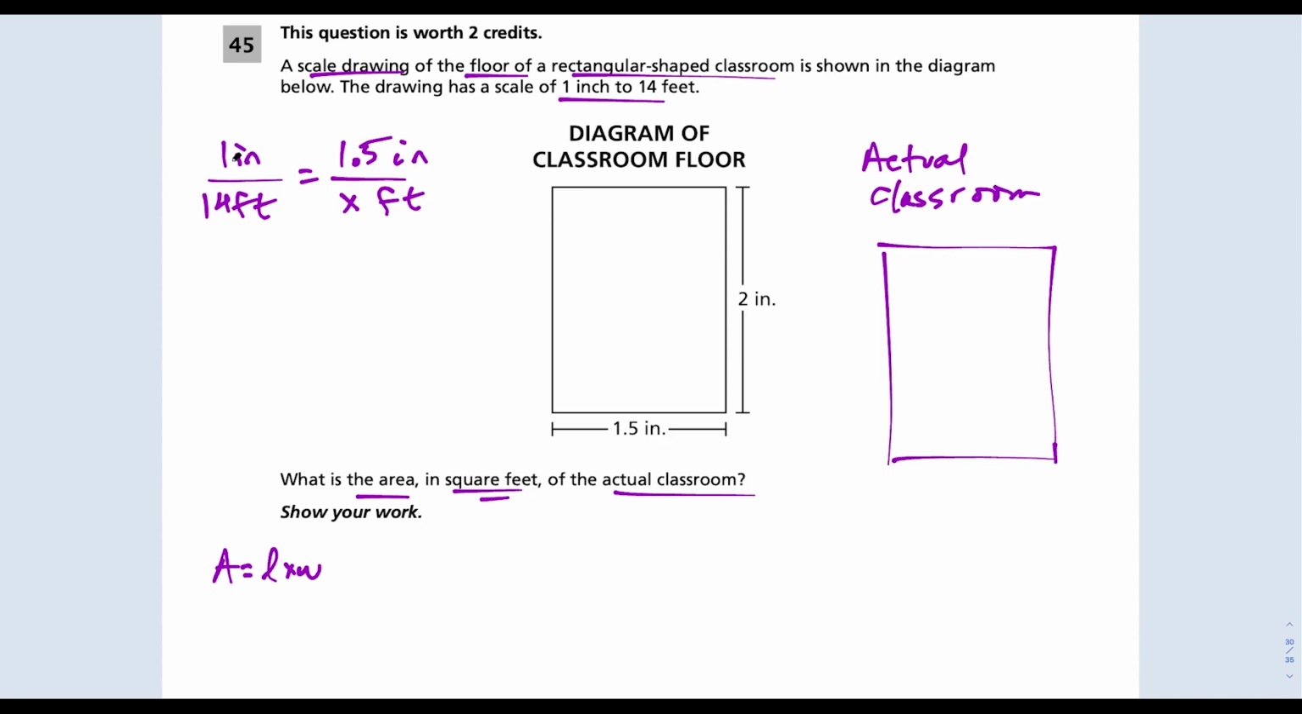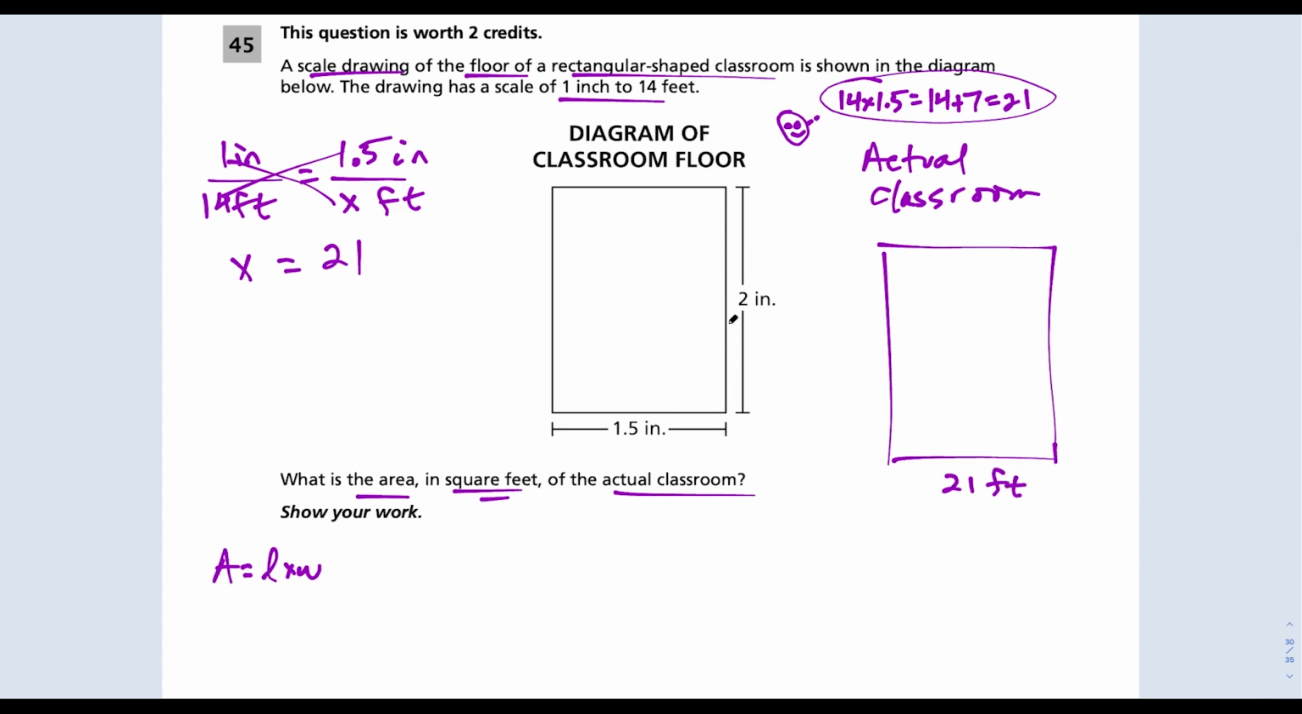And now if I cross multiply, I have 1 times X is X, and that's equal to 14 times 1.5. Now I'm doing that math in my head, and what I'm doing is when I multiply 14 times 1.5, 14 times 1.5 is the same thing as doing 14 plus half of 14 is 7, and 14 plus 7 is 21. So that's how I'm doing that without a calculator. So X equals 21, which tells us this dimension across the bottom is 21 feet.